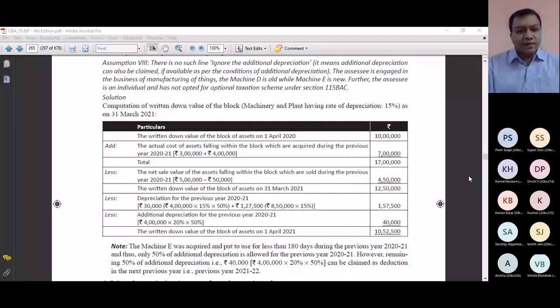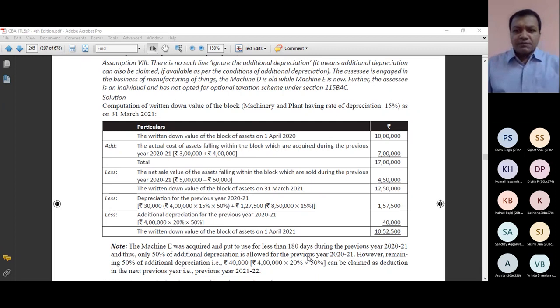This is the last assumption. I have given you the solution also. Please take the screenshot of this assumption, assumption 8, and with this your depreciation concept is 100% clear, except this clarification which is raised in this lecture. For this I will get back to you later on.